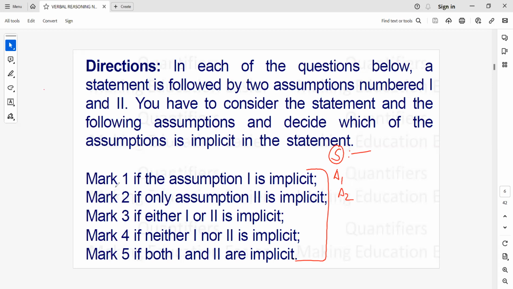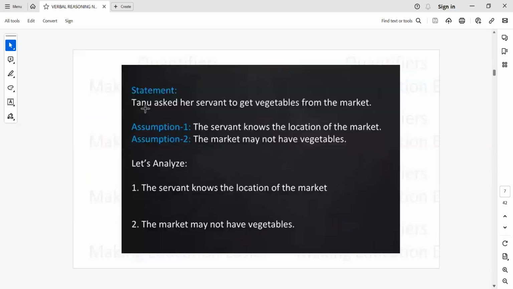And based on these options, you need to pick option 1 if only assumption 1 is implicit. You need to pick option 2 if only assumption 2 is implicit. Option 3 is either or. Now, either or is a very rare possibility. Generally, it can be there in your strong and weak arguments, but in assumptions it is very tricky, okay? Mark 4 if neither one nor the second is implicit. Mark 5 if both are implicit. So, you need to pick this. We're going to solve one question and things will become all the more clear. But for the time being, just remember all these instructions because I'll be directing you with the options, right?